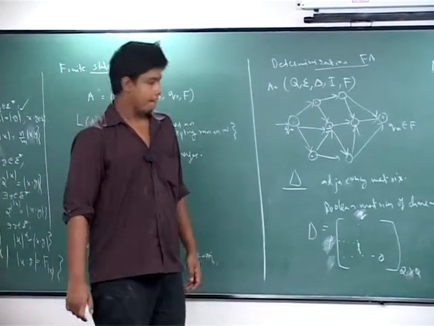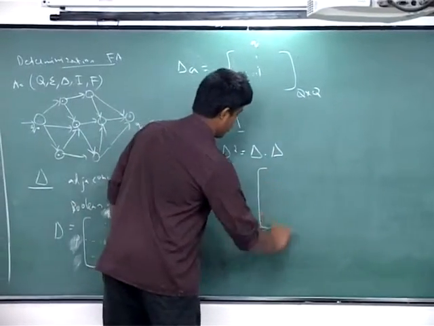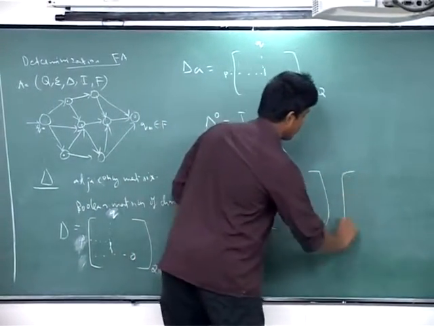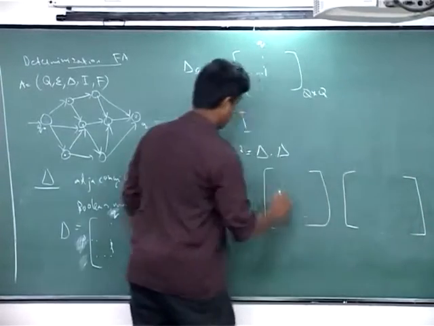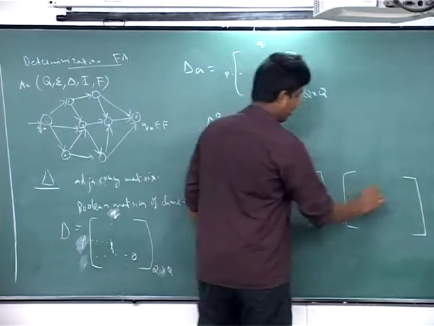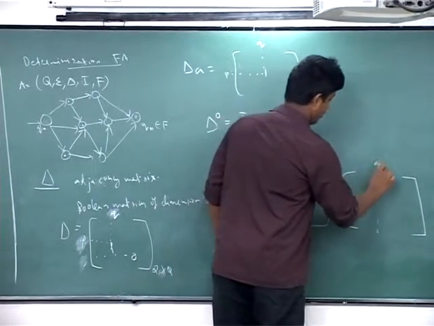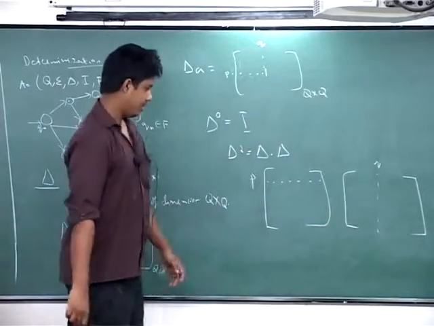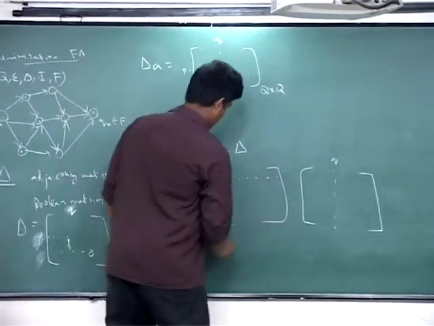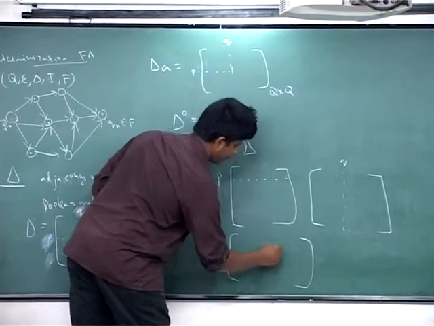Okay. So what is delta dot delta? We have a row here of P, and we have a column here of Q, right? And what will be the element PQ?